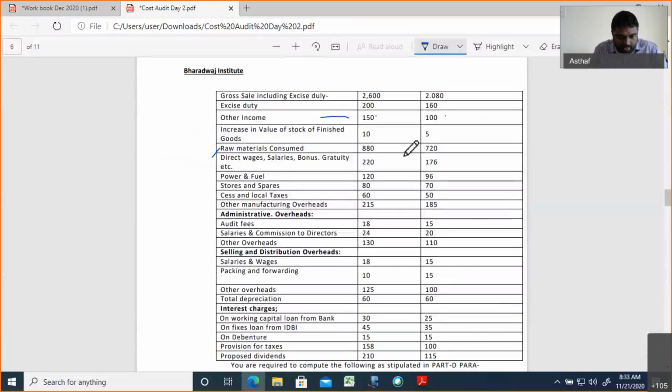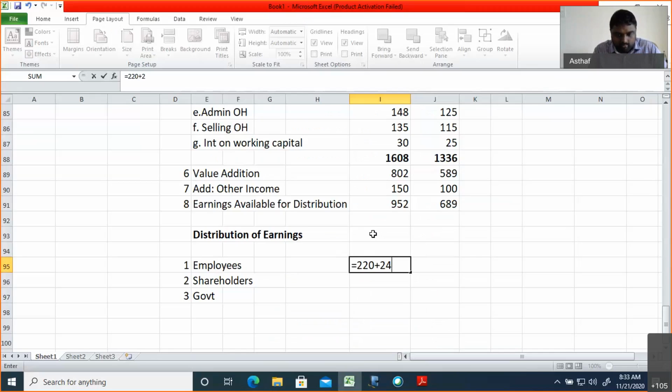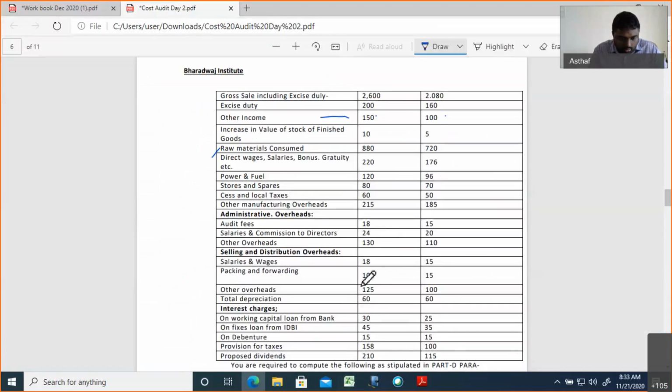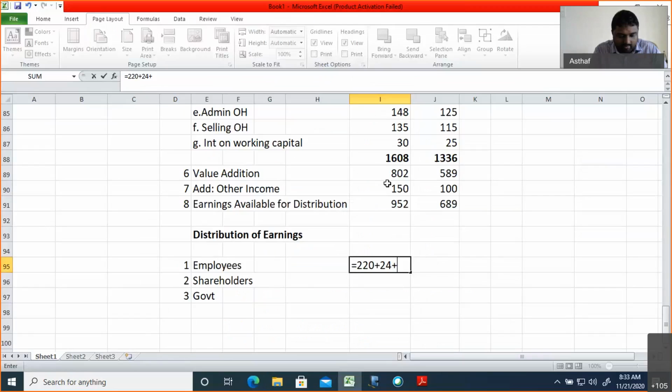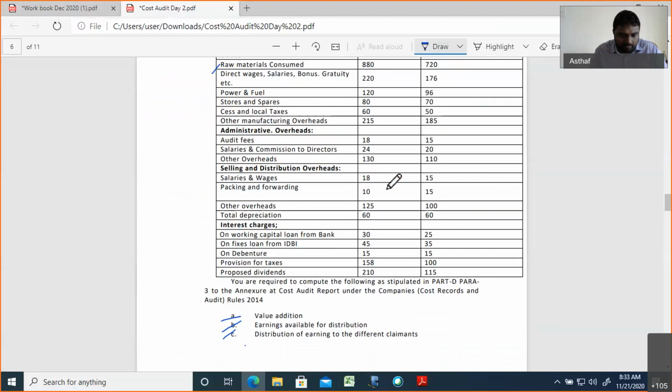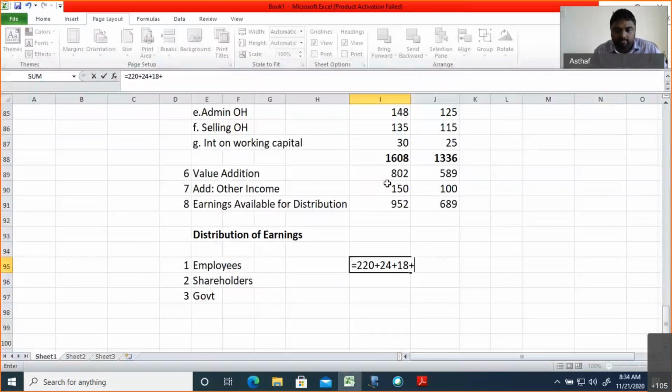So 220 plus. Next salary is coming where? 24 plus. So all the employee salary will be added. Not only salary, if any bonus or anything is paid to the employee, it will be added. If it is wages also, we have to add. Some friends are asking, sir, whether it is wage or salary, both we have to add. So I think I have taken all the salary.